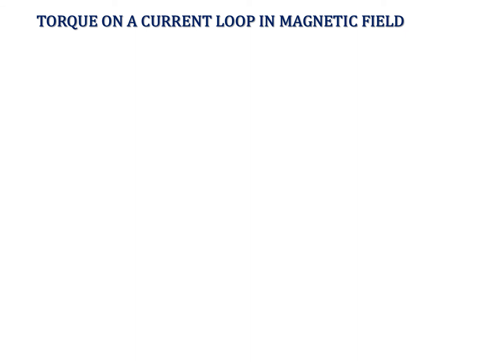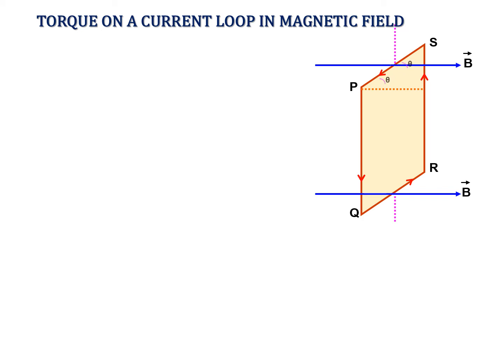We now take the case where the current loop PQRS is placed such that it makes an angle theta with the direction of magnetic field. The angle between the plane of the loop and magnetic field is theta. If we draw the normal to the plane of the loop, let it make an angle phi with the direction of magnetic field. Forces on PQ and RS are equal and opposite, separated by a perpendicular distance Pn. These two forces will provide a turning effect to the loop.